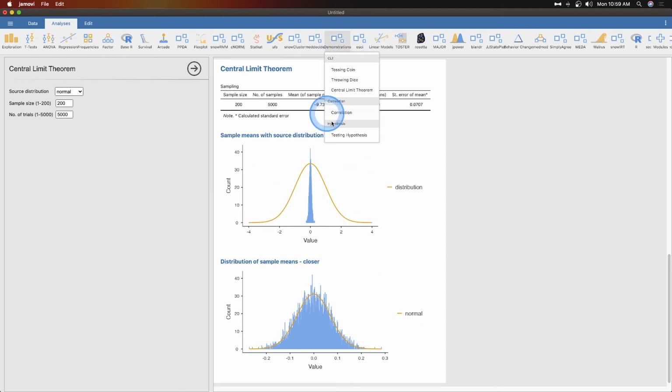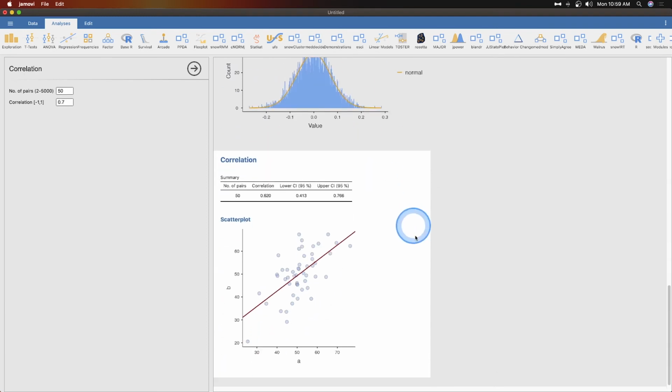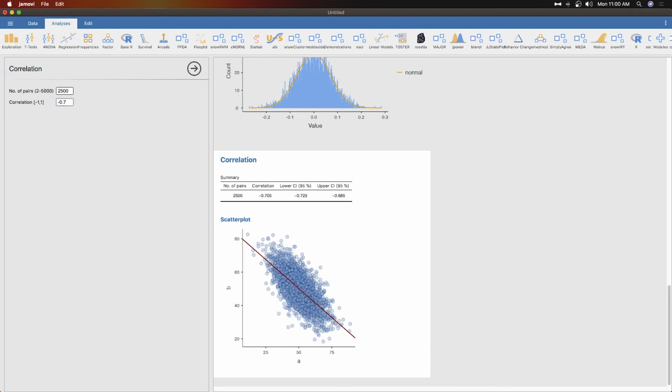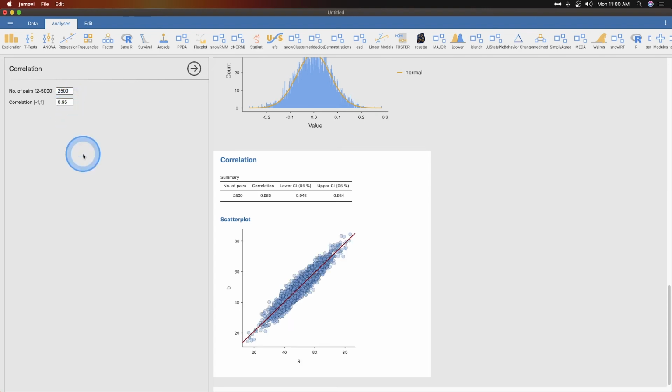A couple of other demonstrations that they've included in this module include correlations, where you can change the value of the pairs that we have, and whether or not the correlation is in between -1 and +1. So if we start this at 10, and what happens to that? So we have 10 data points around here, and what it would look like if it was a 0.7. If it was a 0.7 correlation, if we did -0.7, click out of that and can show you what that looks like. But if we put in 2,500, what that would look like at -0.7 or 0.95, what that would look like. Look at that.